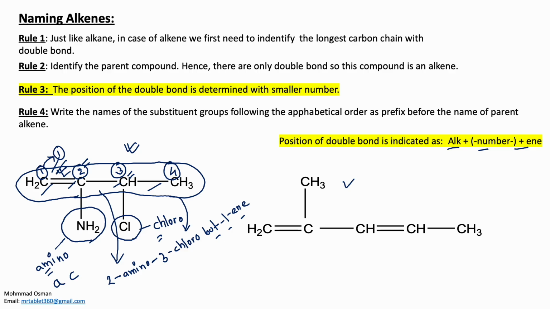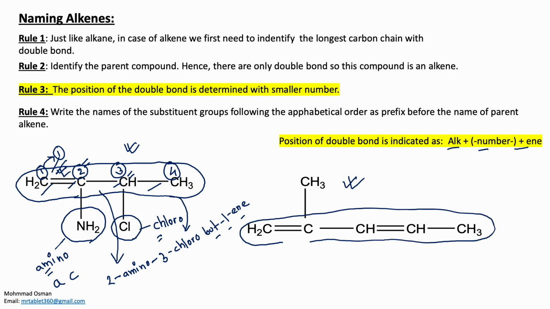Now let's come to this compound. We first need to identify the longest chain with the double bond. This is the longest chain with the double bond. Secondly, we need to identify the parent compound. Of course, there are only double bonds, hence it is an alkene. Now, one of the most interesting things about this compound is that it contains 2 double bonds, here one and here another. So this compound contains 2 double bonds, but don't get confused, it's very simple. We will see.